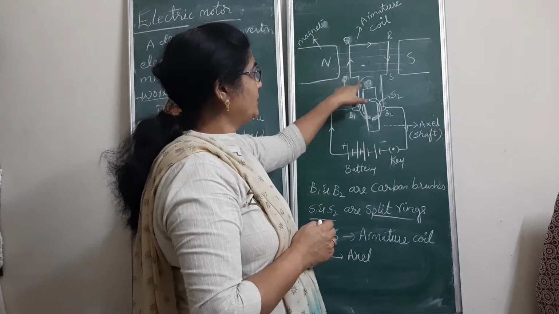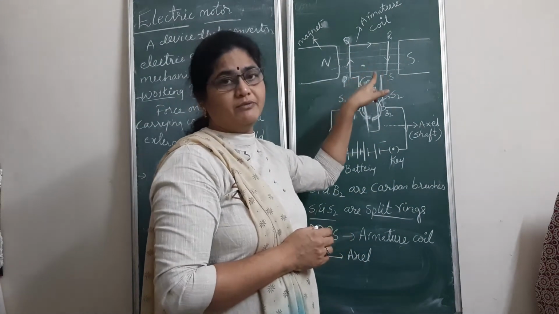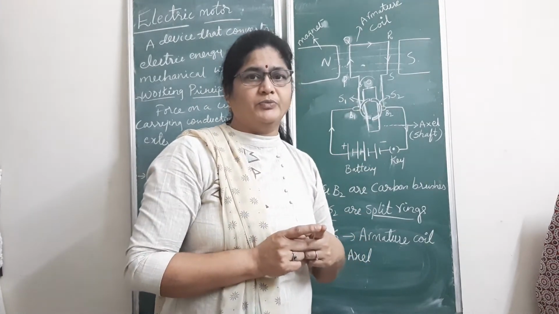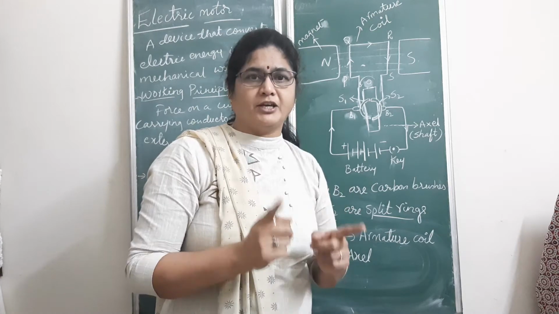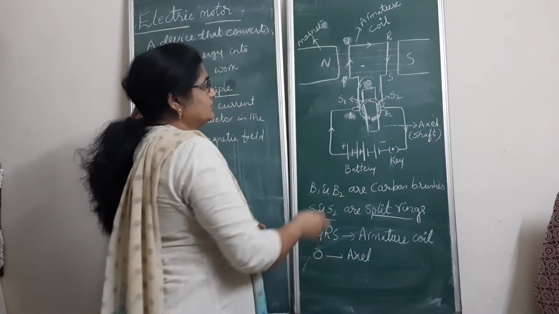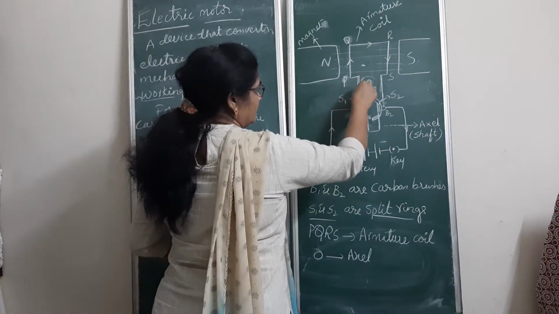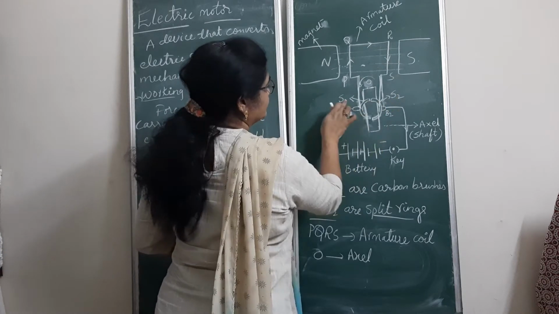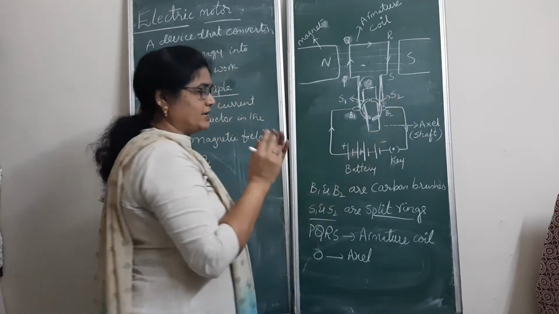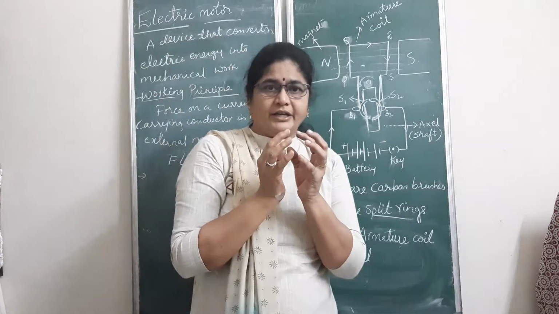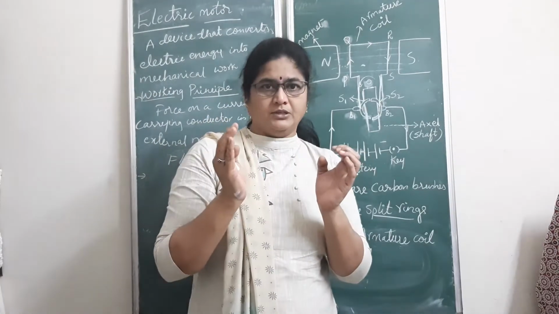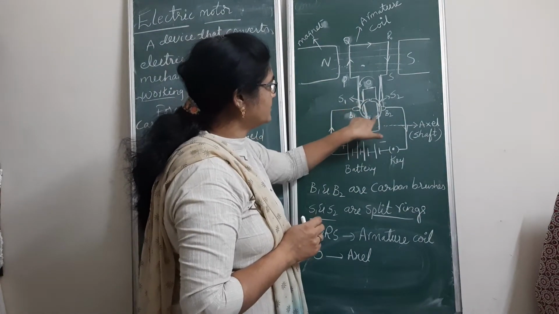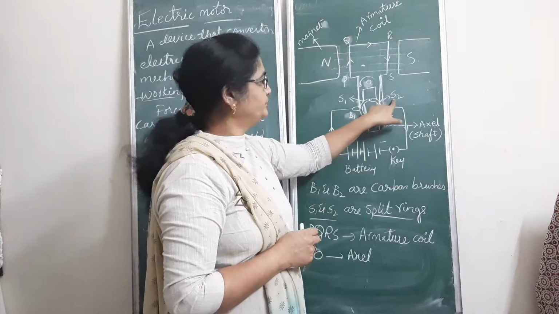Here I have shown only one wire, but in general we have many turns of the wire in the rectangular form, which is wound on the soft iron core. The ends of this wire are connected to the split rings. You can see S1 and S2 here. It's a metal ring which is split into two halves. One half is S1, the other half is called split ring S2.